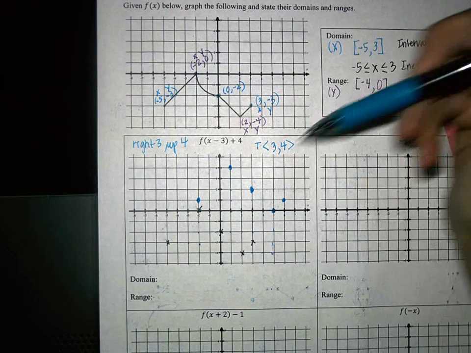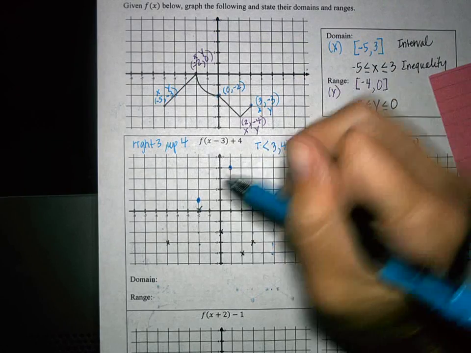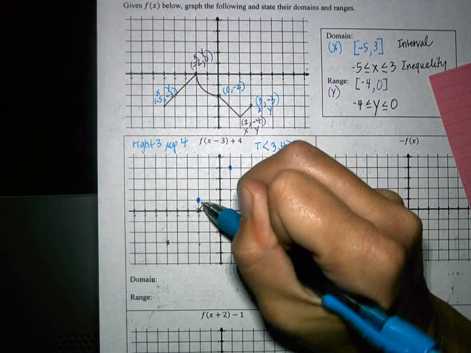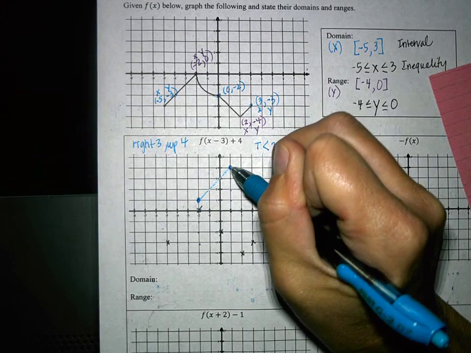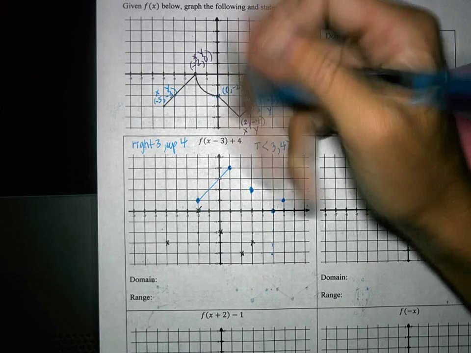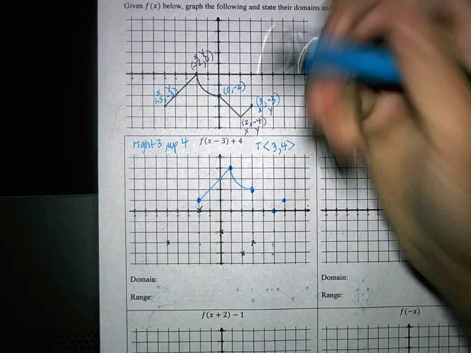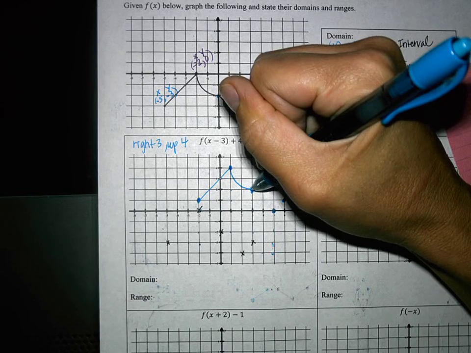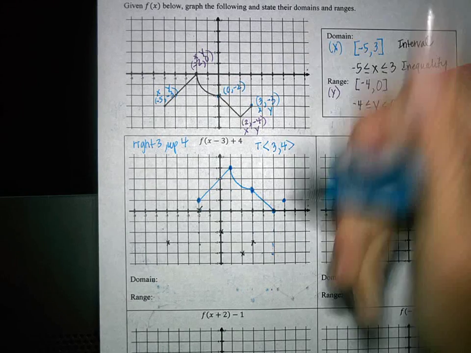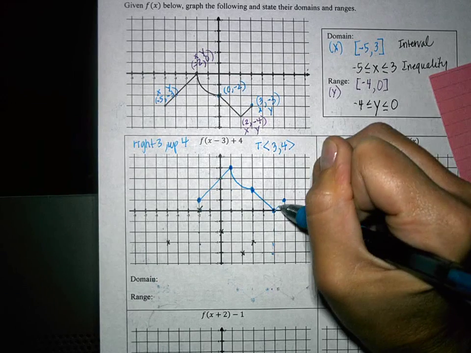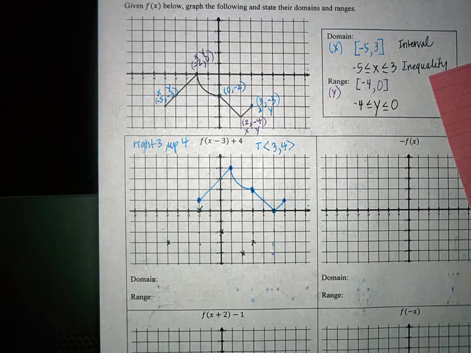Okay? And so my first 2 points, those make a straight line. The next 2 points make a little bit of a curve. Then it goes and makes a straight line, and then it goes up and also makes a straight line. Very good. So now we just have to write the domain on here.